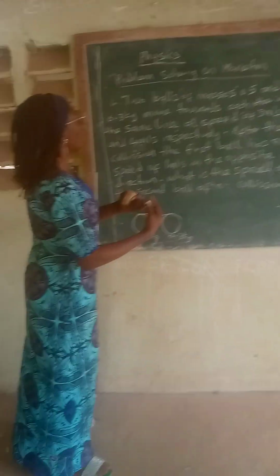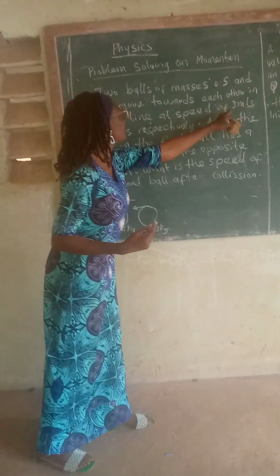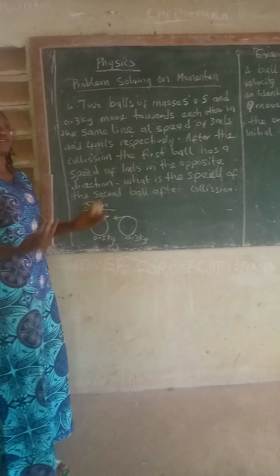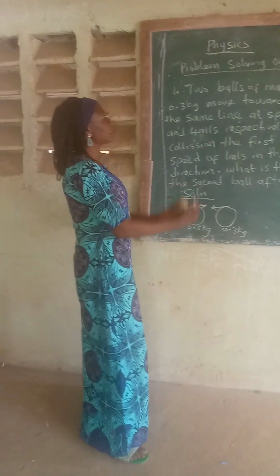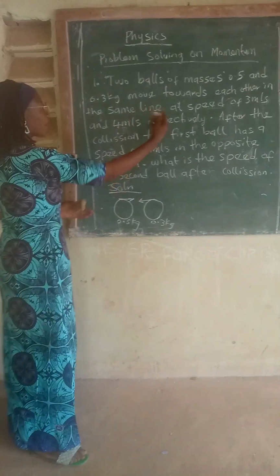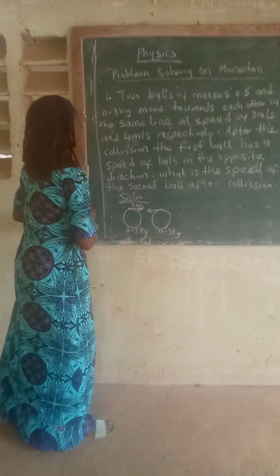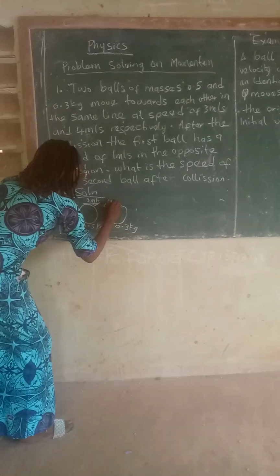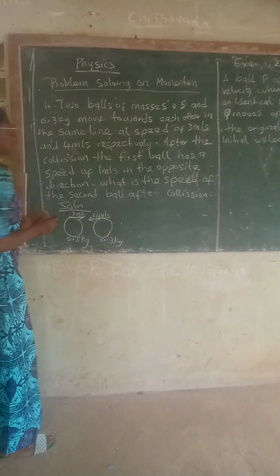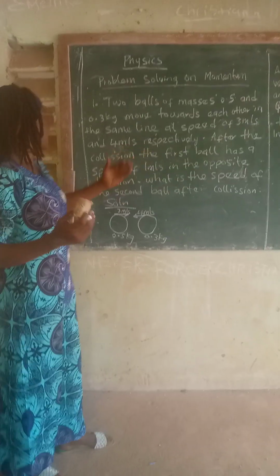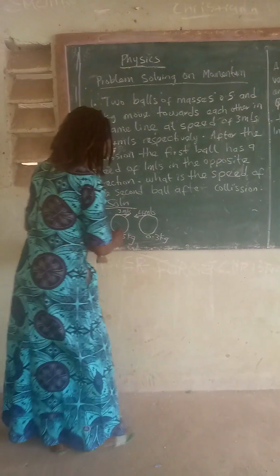At the speed of 3 meters per second and 4 meters per second, respectively. Like I said before, the first figure is for the first ball, while the second figure is for the second ball. So we have 3 meters per second for the first, and then 4 meters per second for the second. So this is before collision.